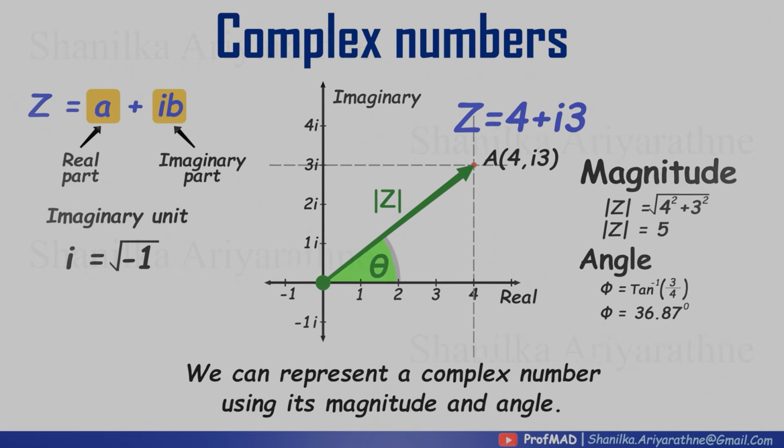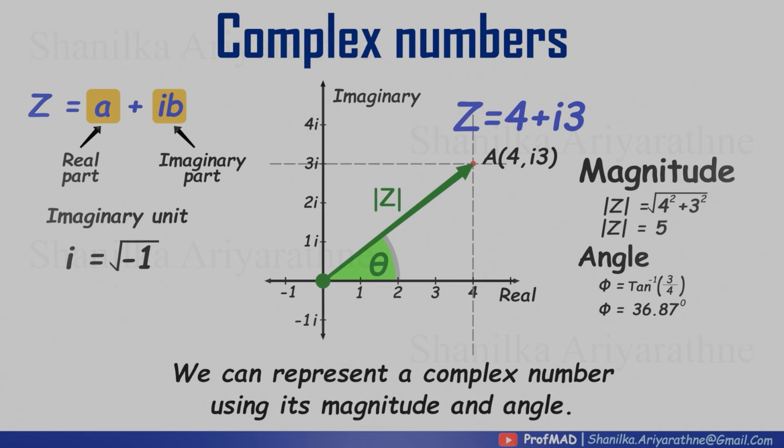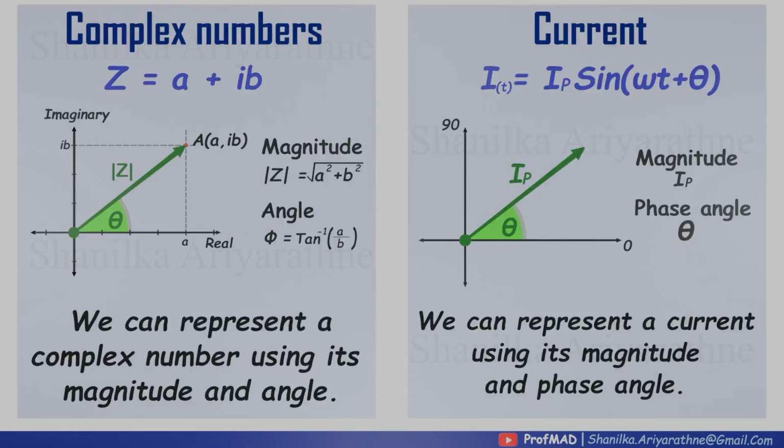So a complex number can be described in two ways, either by its horizontal and vertical components or by its magnitude and angle. And that should sound familiar, because in AC circuits, current can also be described in exactly the same way, by its magnitude and its phase, using a polar form. And this is where things start to get powerful.